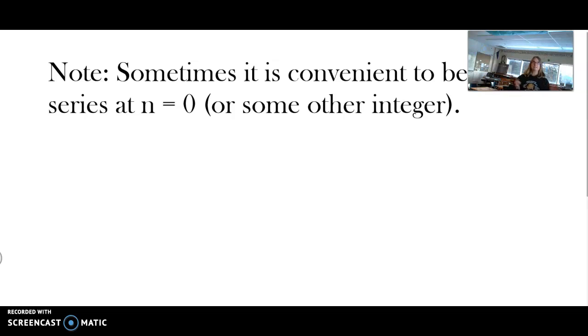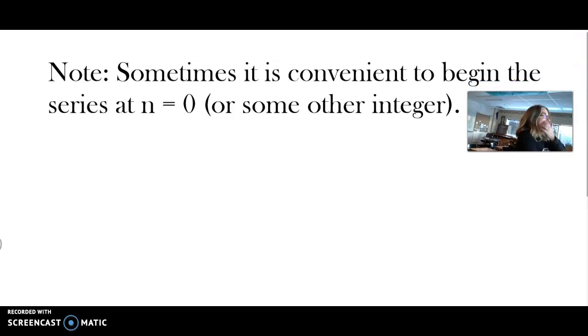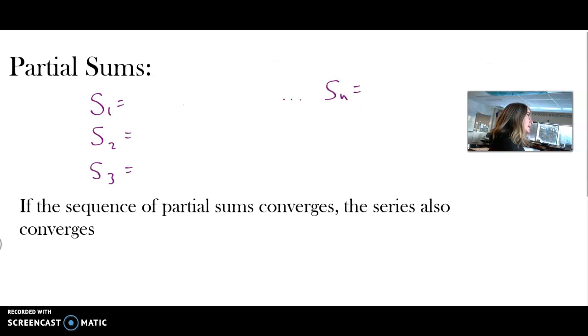And notice in this, sometimes we're going to want to start with n equals 0 or some other integer depending on the situation at hand. So just keep that in mind, that that is also a possibility, and that means if you start with n equals 0, then you put 0 in for n to get the first term, and then 1 in to get the second term, and so on.